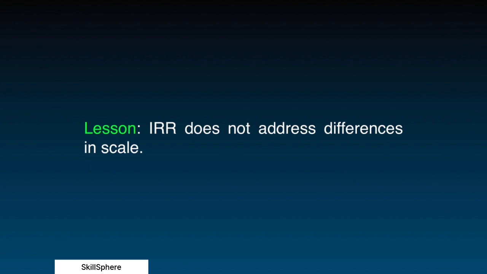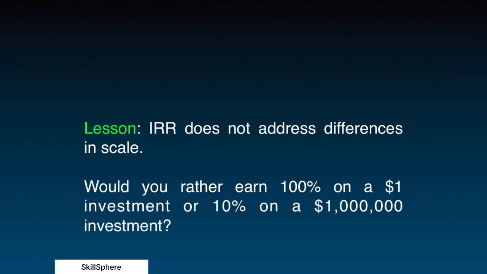So one lesson is the IRR does not address differences in scale. And there's no better way to emphasize this point than to ask, would you rather earn 100% on a $1 investment or 10% on $1 million of investment? Well, quite clearly the latter. You're going to wind up with a lot more money.